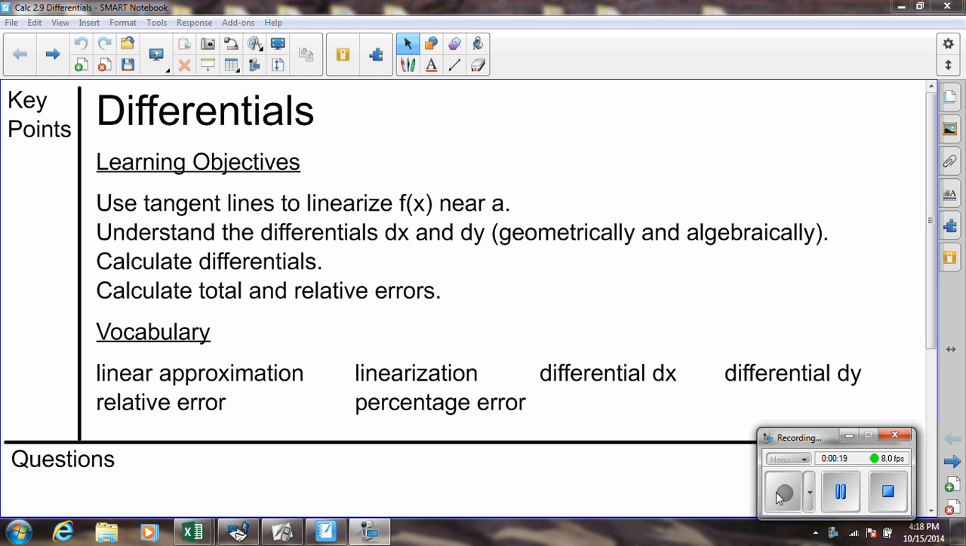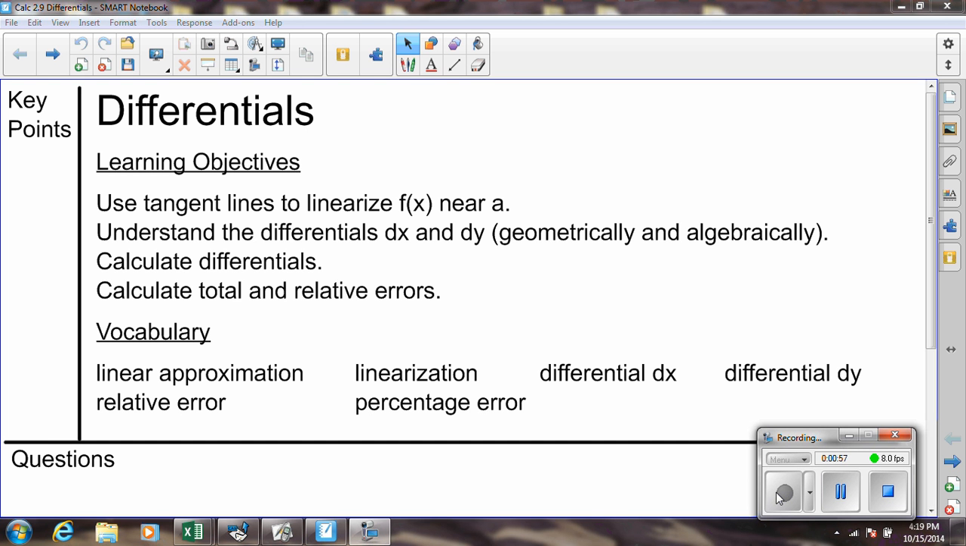The learning objectives that we have are to use tangent lines to linearize a function near an x value, which we will call a. We will also want to understand differentials dx and dy, most importantly geometrically, so you understand what they are, but also how to use them algebraically. The algebraic part is important because that's what we will need to do to calculate differentials. And we can then use our calculations of differentials to calculate total and relative errors in measurement processes.